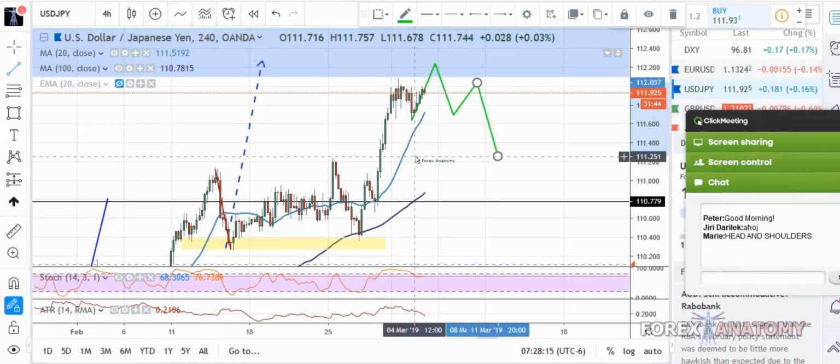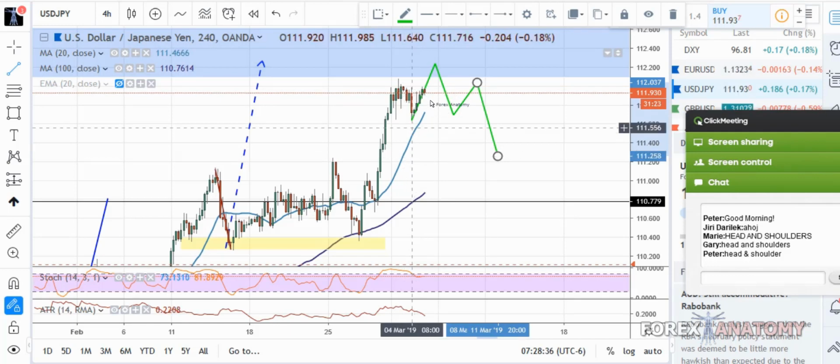Yep. Okay. Yeah. Marie chimed in. Yep, a head and shoulders. Exactly. That's exactly what we see. Yep. Gary chimed in, a head and shoulders. Peter, head and shoulders. That's exactly what we see, or what we could potentially see for this pair. And I think we may see something like that take place for the US dollar Japanese yen. I think we may see some sort of topping or some sort of head and shoulders.